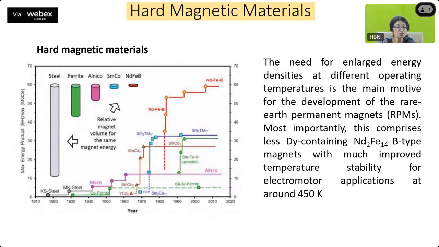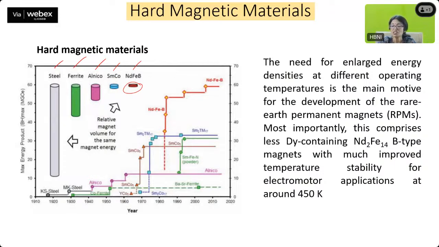What are the different kinds of hard magnetic materials which we have seen over the years? You have steel, ferrite, alnico, samarium and cobalt alloys, and then NdFeB. These are all different kinds of alloys. You see what is happening with the different dimensions given: relative magnetic volume for the same magnet energy. For steel, you require this much volume, whereas in case of NdFeB, the same magnet energy you will get with this little volume.